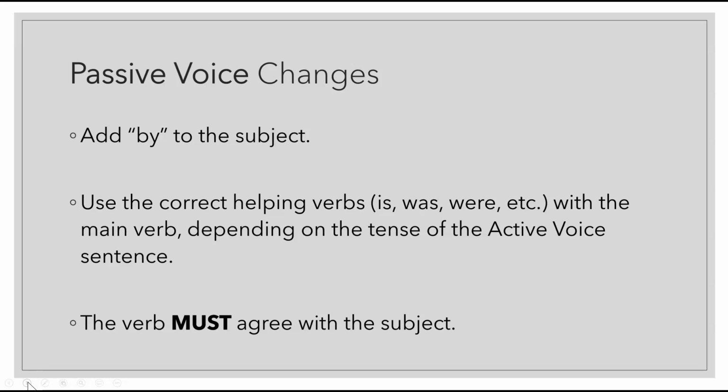And you might have noticed in that sentence, I had to add a helping verb. So you use correct helping verbs, such as is, was, were, etc., with the main verb, depending on the tense of the active voice sentence. So depending on what tense it is, when you change it to passive voice, you have to modify or even add helping verbs. Now, what's important to remember here is the verb must agree with the subject. If your subject is plural, then the verb must also be plural when you add the helping verb. So you wouldn't say the people is, you would say the people are. You have to change this.